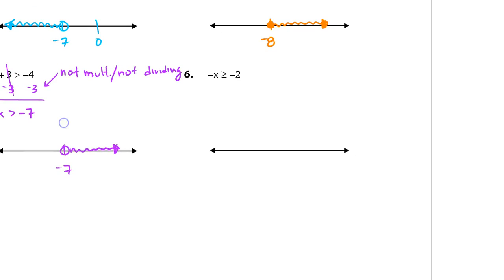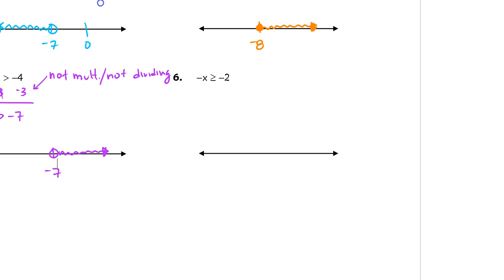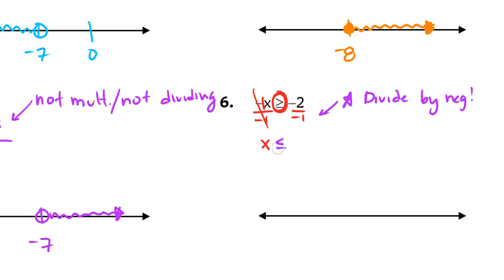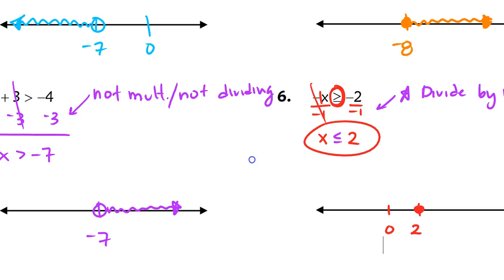For our last problem here, number 6, in front of this x is an invisible 1. This is really negative 1. So to get the x alone, I have to divide by negative 1. Now when I do that, I'm left with x, and I have to flip this sign because in this problem we divided by a negative. So negative 2 divided by negative 1 on the right-hand side will give me positive 2. So here's my answer, x is less than or equal to 2. So I'll have 2 here, closed circle, let's put 0 right here, and we're going to shade to the left.